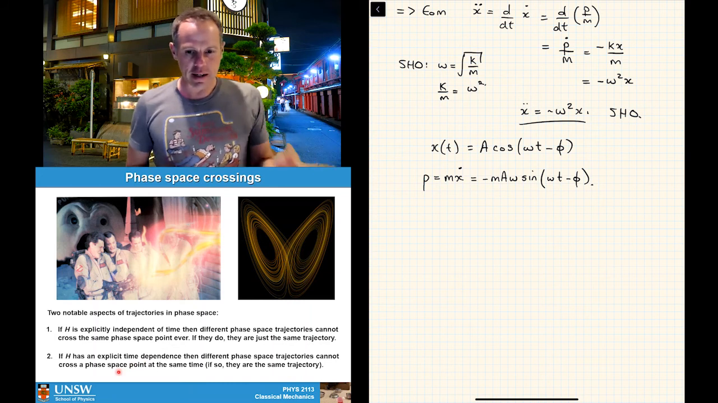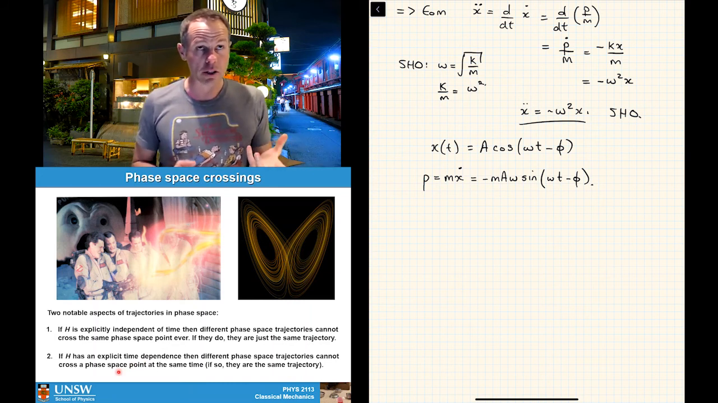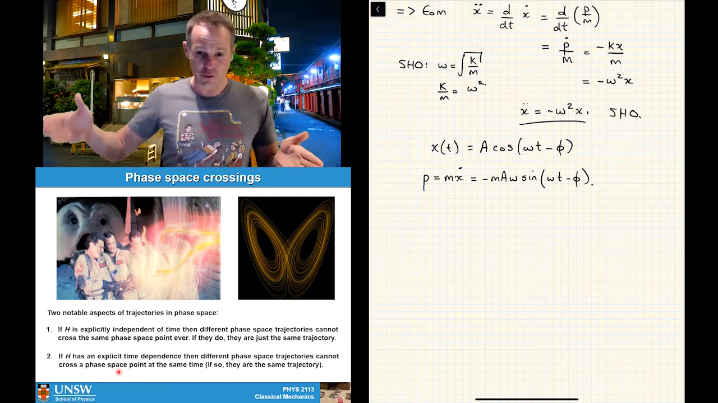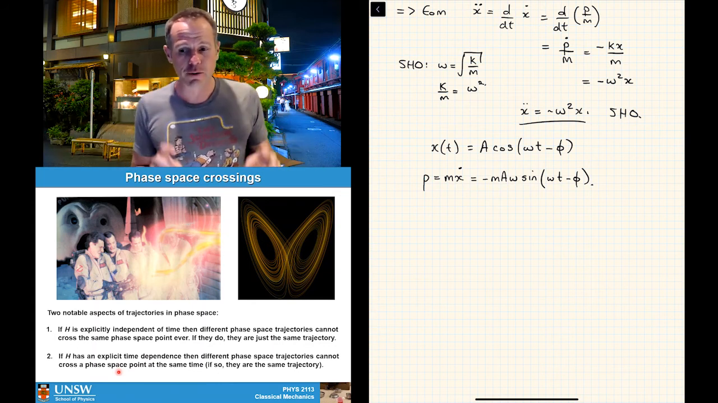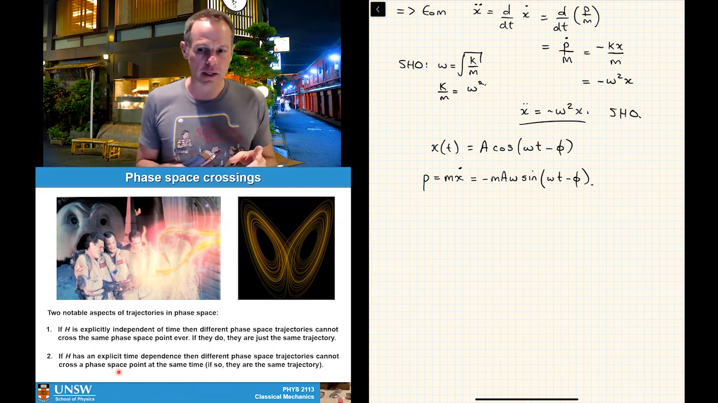This breaks down a little bit if you have a Hamiltonian that has an explicit time dependence. In other words, the energy of the system is not conserved. It either loses it or it gains it, or as a function of time, it might even gain it and lose it and do a few different things. In that case, the different phase space trajectories can't cross a phase space point at the same time. If they do, then they're the same trajectory.